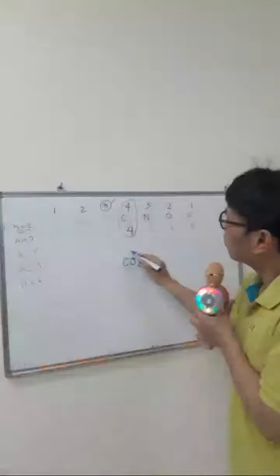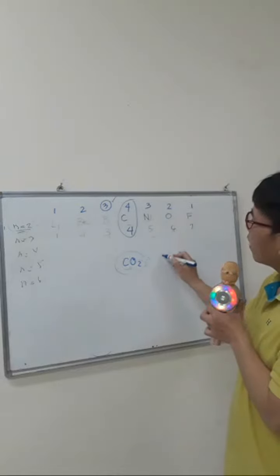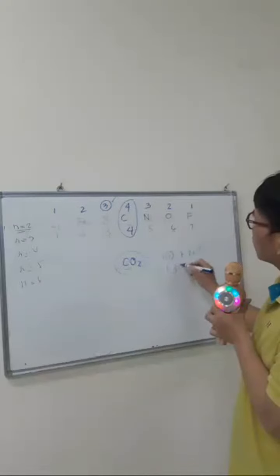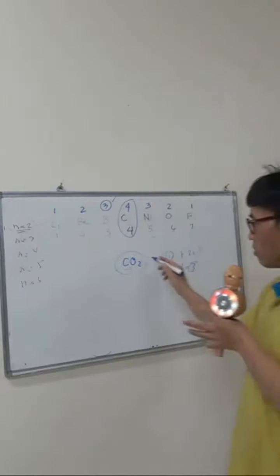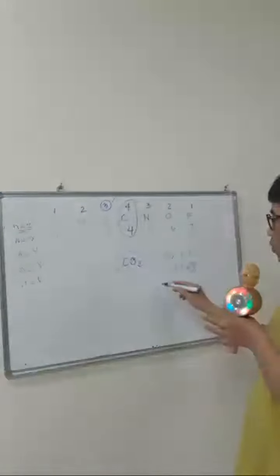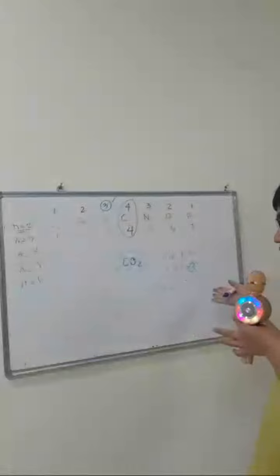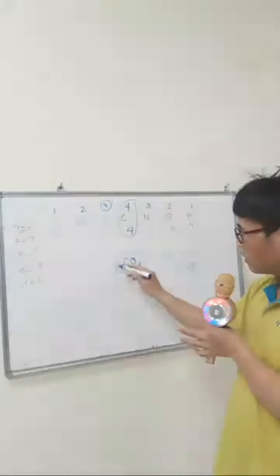Now the atoms. Split them. So C is 1 times 1, and O is 2 times 1, so it's equal to 1 plus 2 is equal to 3. There are 3 atoms in carbon dioxide: 2 atoms of oxygen and 1 atom of carbon. But there is only 1 mole of carbon dioxide, because the 1 mole is represented here beside the CO2. You got the point?